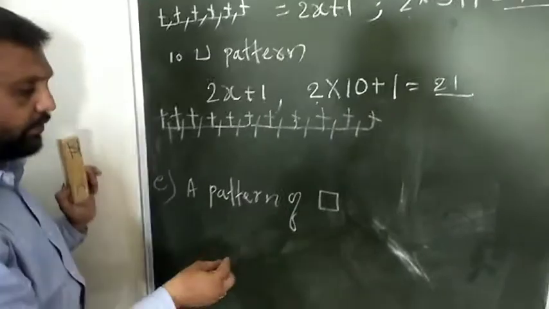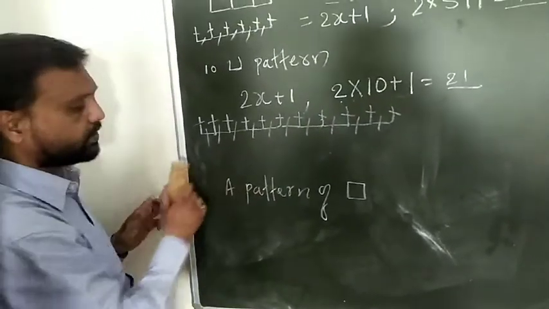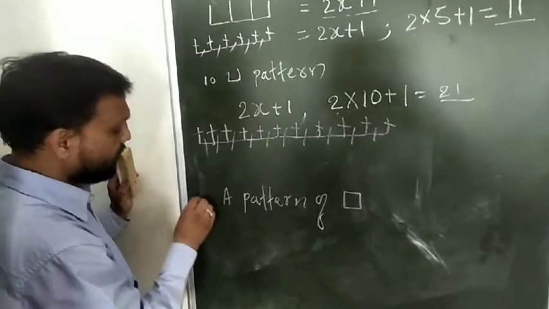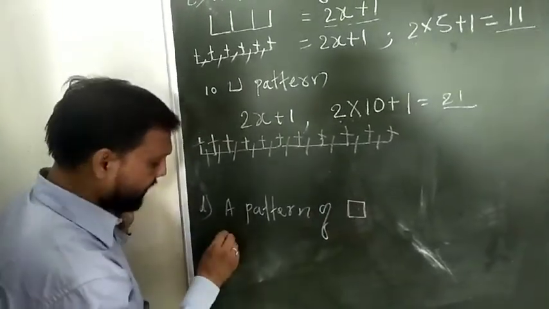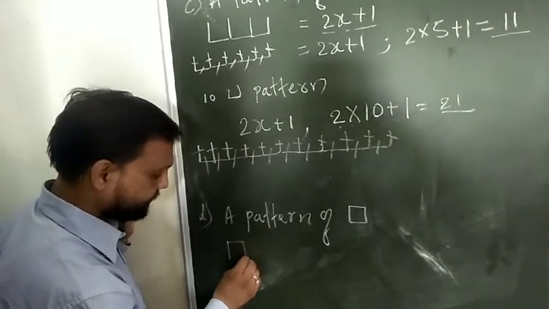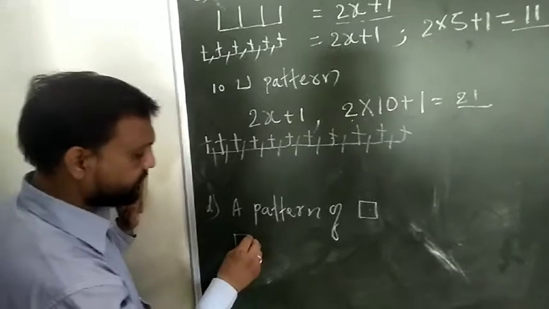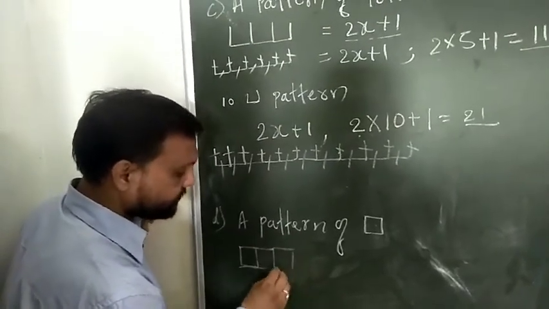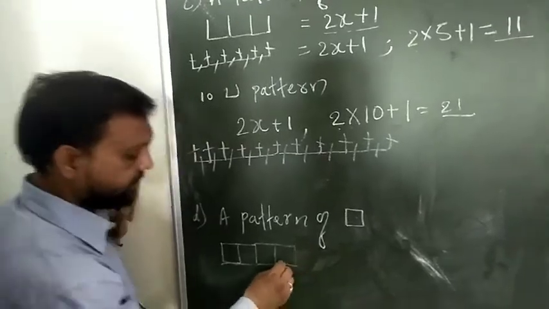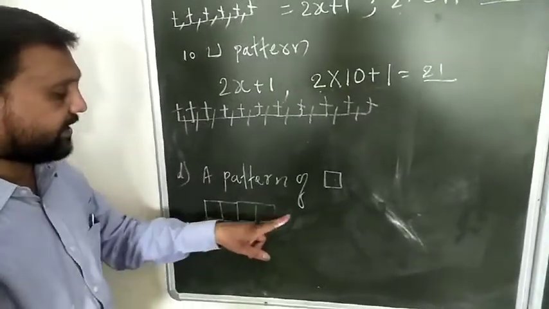One more example so you can understand. Make a pattern of square. If you want to make a square, how many sticks do you require? First you require 4 sticks. I want to extend the pattern. So next time I require 3 sticks. Next time again I require 3 sticks. 3 sticks means first time we require 4 sticks and next time we require 3 sticks.